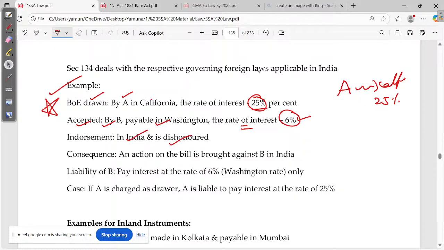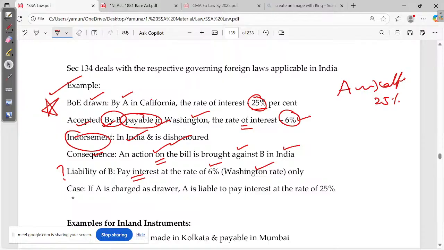Consequence: an action on the bill can be brought against B in India because it is endorsed in India. It can follow the laws of India, so a suit can be filed directly in India itself. What's the liability of B over here? Since B accepted the bill in Washington, he has to pay interest at the rate of 6%, because he accepted it in Washington only. So you have to follow the Washington rate only.